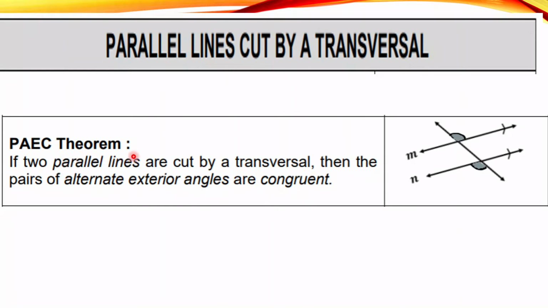And next, the PAEC theorem. If two parallel lines are cut by a transversal, then the pairs of alternate exterior angles are congruent. From the word exterior, it means outside. So this angle is congruent to this angle, or this angle is congruent to this angle. So the alternate exterior angles are congruent.